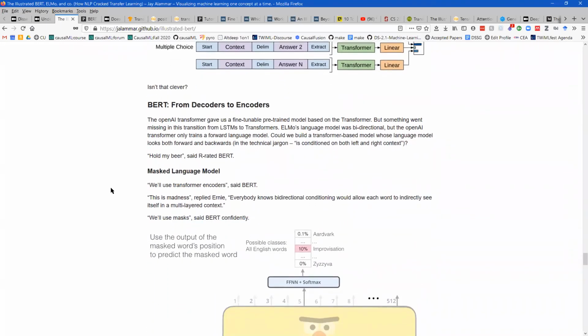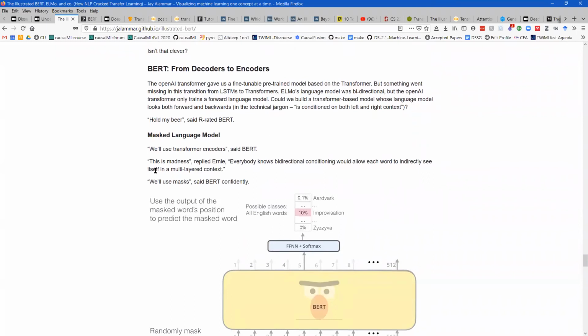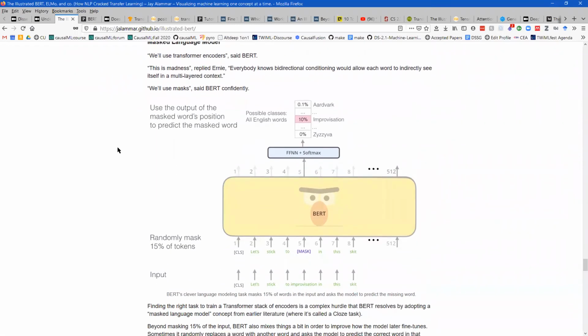Okay. So then next, this section, BERT from decoders to encoders. So the OpenAI transformer was based on decoders, but as we said before, the BERT model is a stack of encoders. So what's going on here? This is to add bidirectionality in some way.